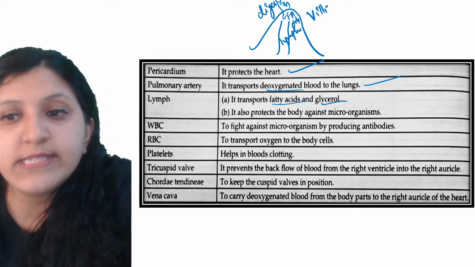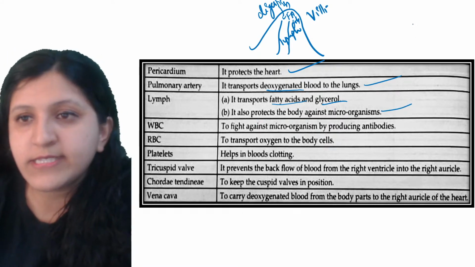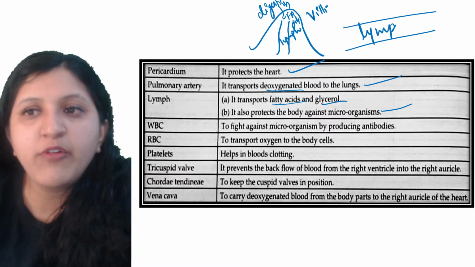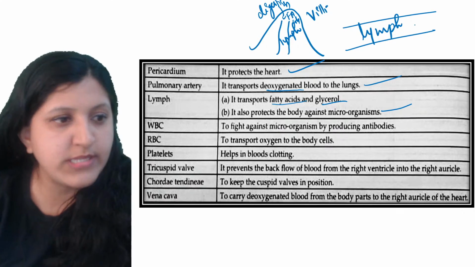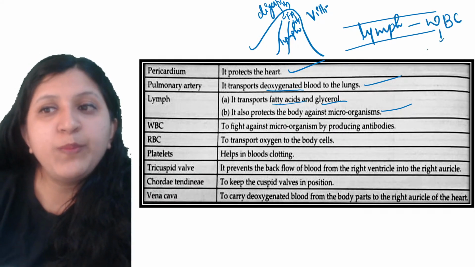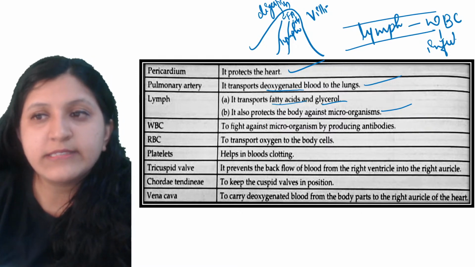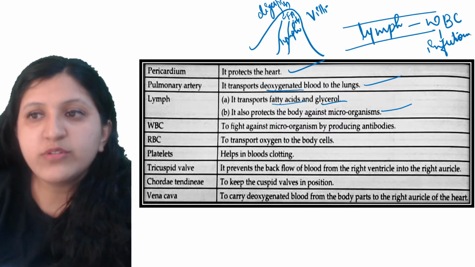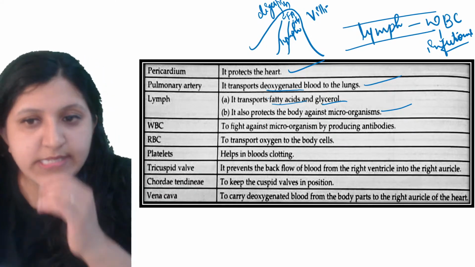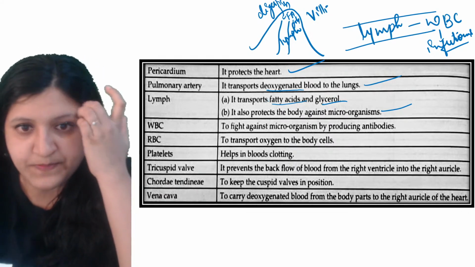It also protects the body against microorganisms, because let's say this is lymph which is present in a lymphatic vessel. This will have WBCs, and WBCs can fight against the infections. So that is why lymph has a function of protection.